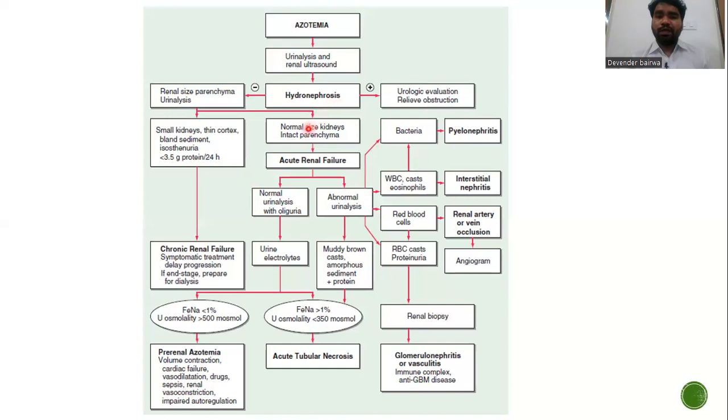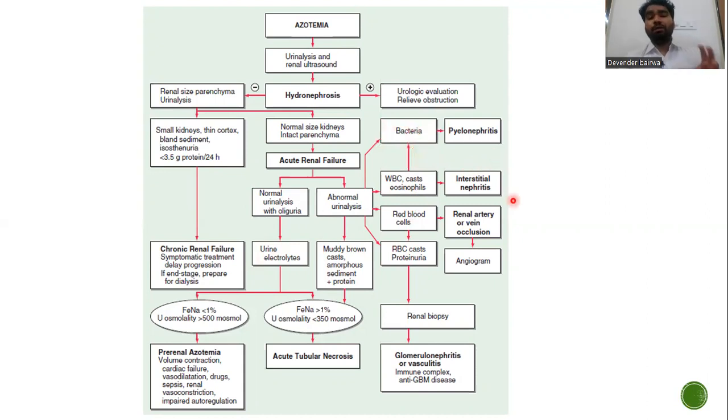Now, suppose you have done a urine routine microscopy and it shows some abnormal urinalysis. There can be the presence of bacteria, RBC casts, or RBCs, or there can be some sediments or casts, or some other urinary abnormalities. Depending on the findings, we can have different suspicions. If you are seeing bacteriuria, then you can think about pyelonephritis.